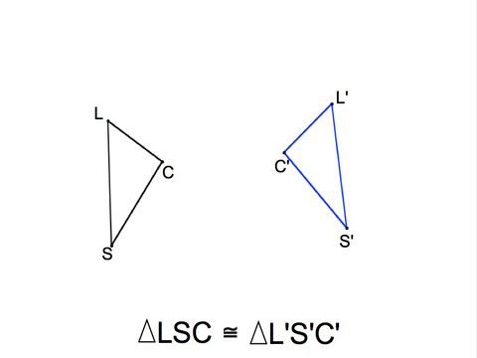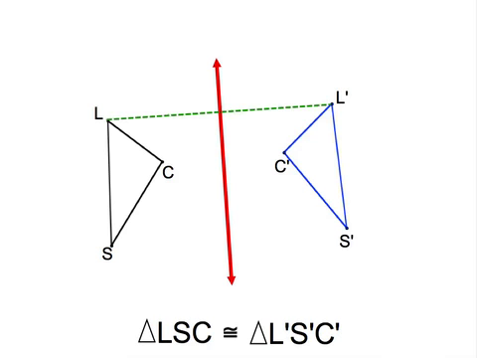And then the symbol that I've just added on the bottom is the symbol for congruence. So the sentence at the bottom is read, triangle LSC is congruent to triangle L prime, S prime, C prime. And now we've thrown a red line in between the two triangles. That line's there for a reason, because the blue triangle is said to be the reflection of the black triangle across the red line. The red line is the line of reflection.